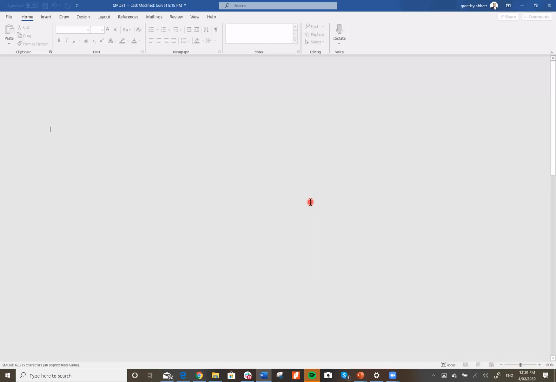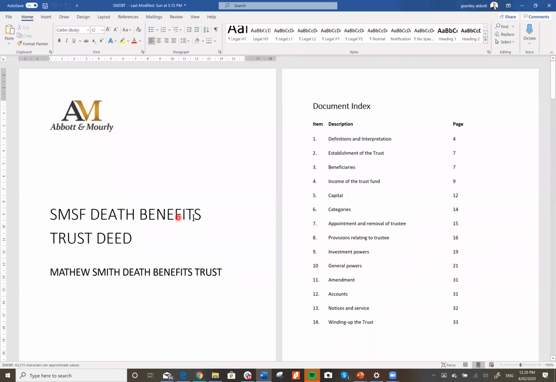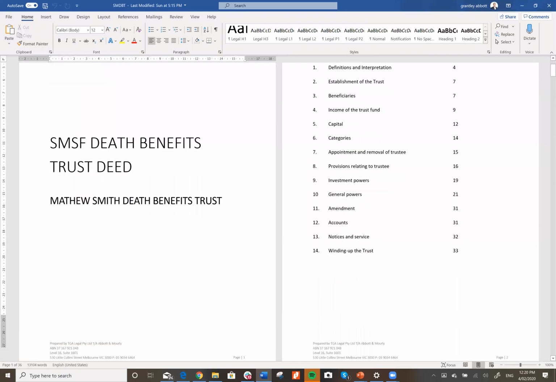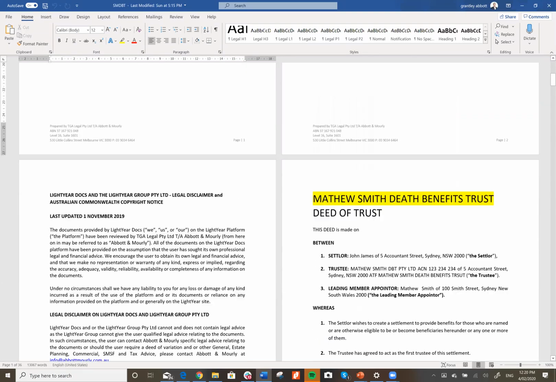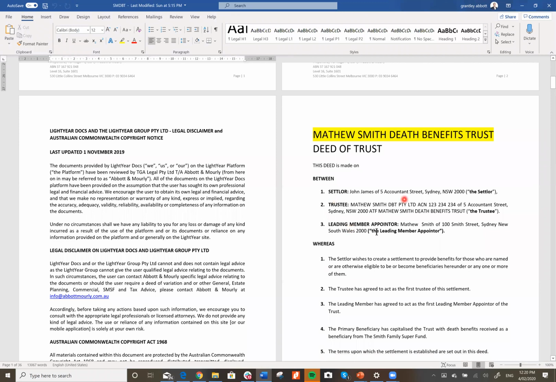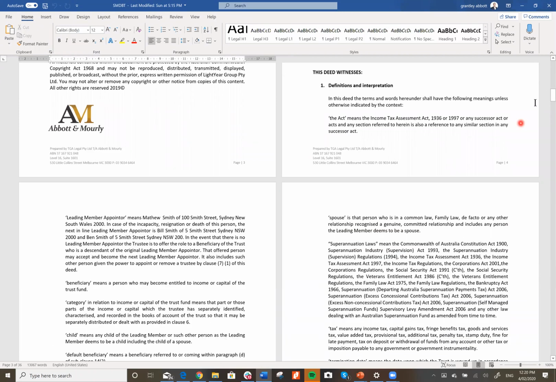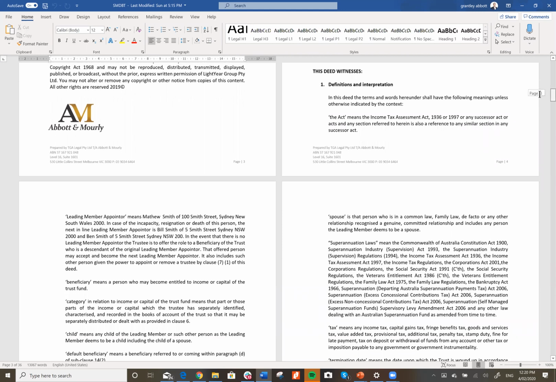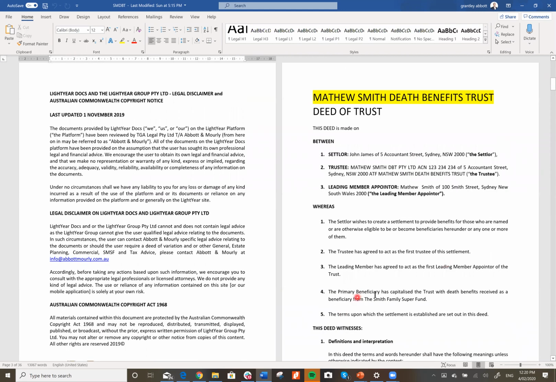I will be releasing this on Thursday. The SMSF Death Benefits Trustee. I won't take you through that, but this is one of our next releases on Thursday. It's leading member set law, so it's all there for the licensee, and I'll take you through what happens there. But essentially the recital is the primary beneficiary that comes out of an SMSF will or binding death benefit nominations has capitalised a trust with death benefits received as a beneficiary from the Smith Family Super Fund. So I'll go through that.